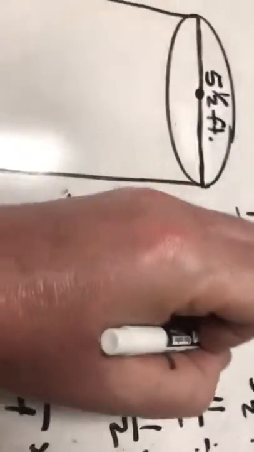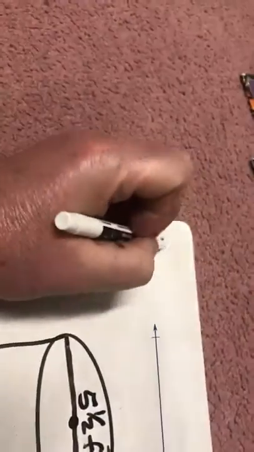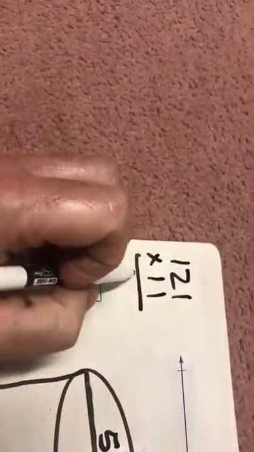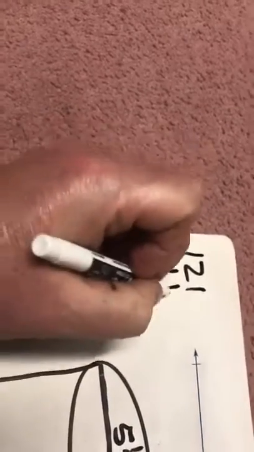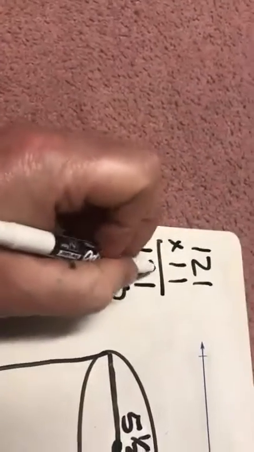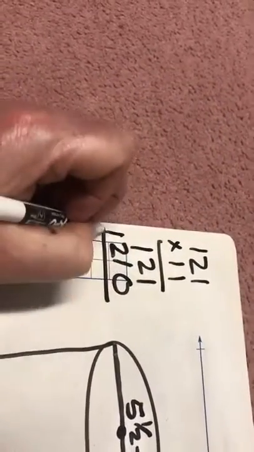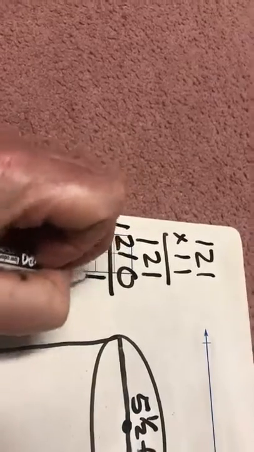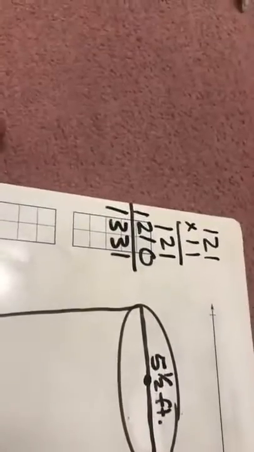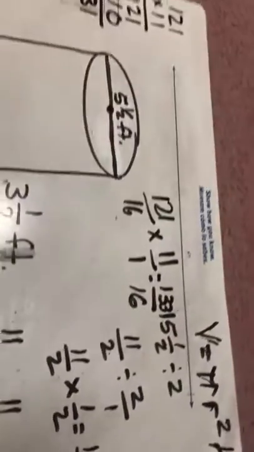So I'm going to do 16 times 1, which I know is 16. Then I'm going to have to come over here to the side, and I'm going to actually just have to go ahead and do 121 times 11. Okay? So I'm going to do 1 times 1, which is 1. 1 times 2, which is 2. 1 times 1, which is 1. Put the 0 down. 1 times 1, which is 1. 1 times 2, which is 2. 1 times 1, which is 1. When I add these numbers together, 1 and 0 is 1. 2 plus 1 is 3. 1 plus 2 is 3. Nothing and 1 is 1. I get 1,331. So I end up with 1,331 over 16.